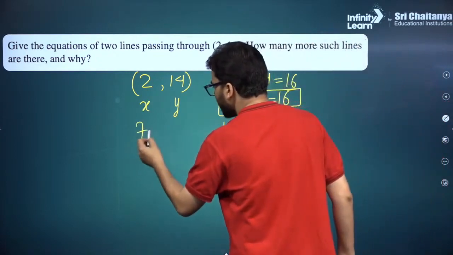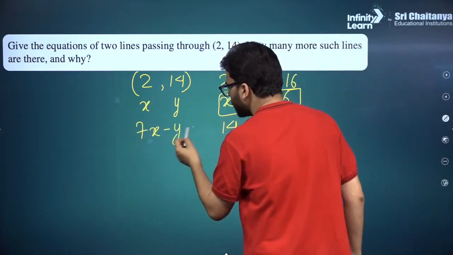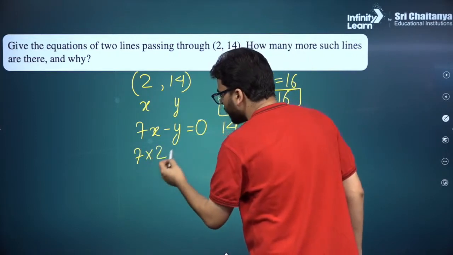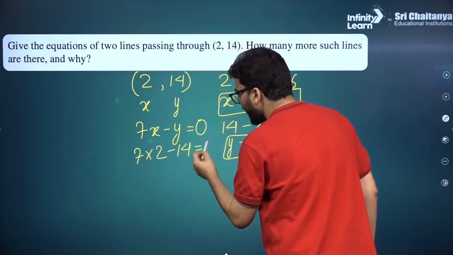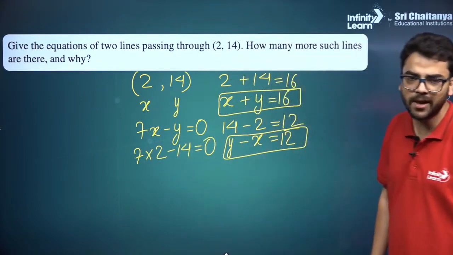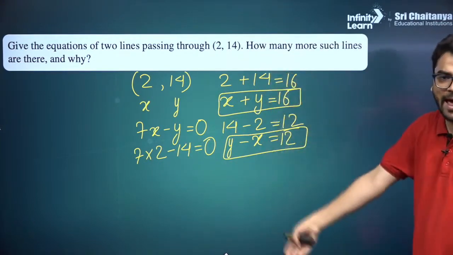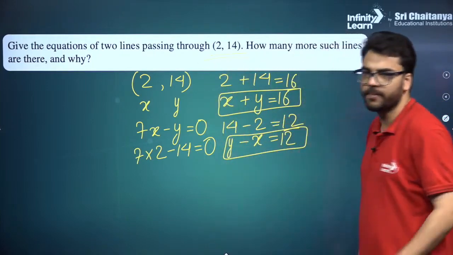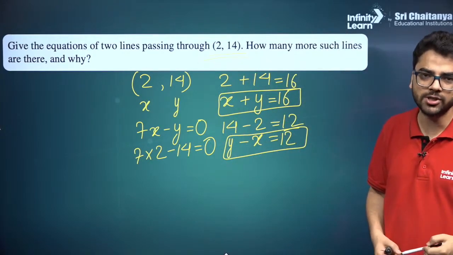So can I not say 7x minus y is equal to 0 will be satisfied? The reason being, 7 into 2 minus 14 is 0. So infinite such equations are possible which will have solutions as x is equal to 2 and y is equal to 14. Is this clear to every student watching this?